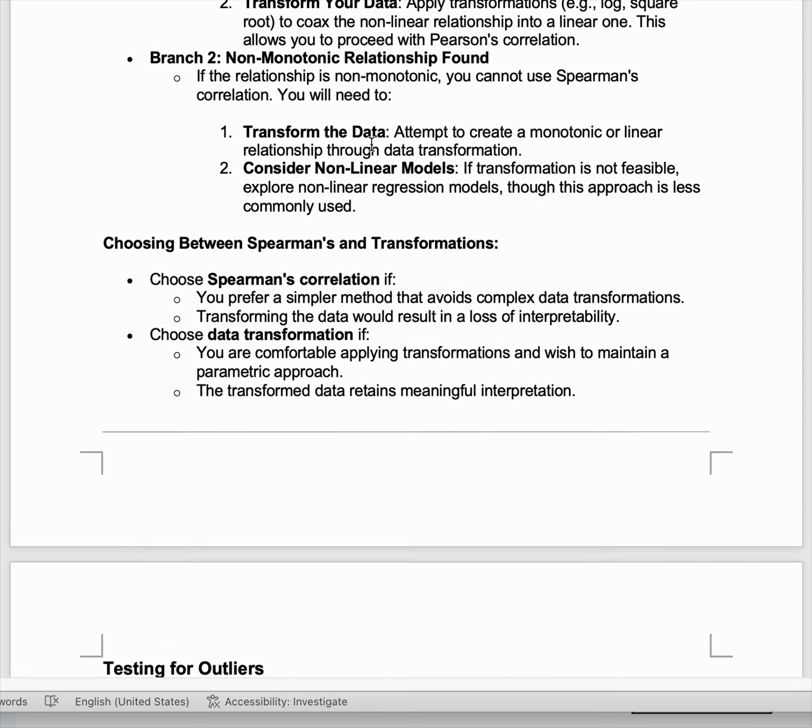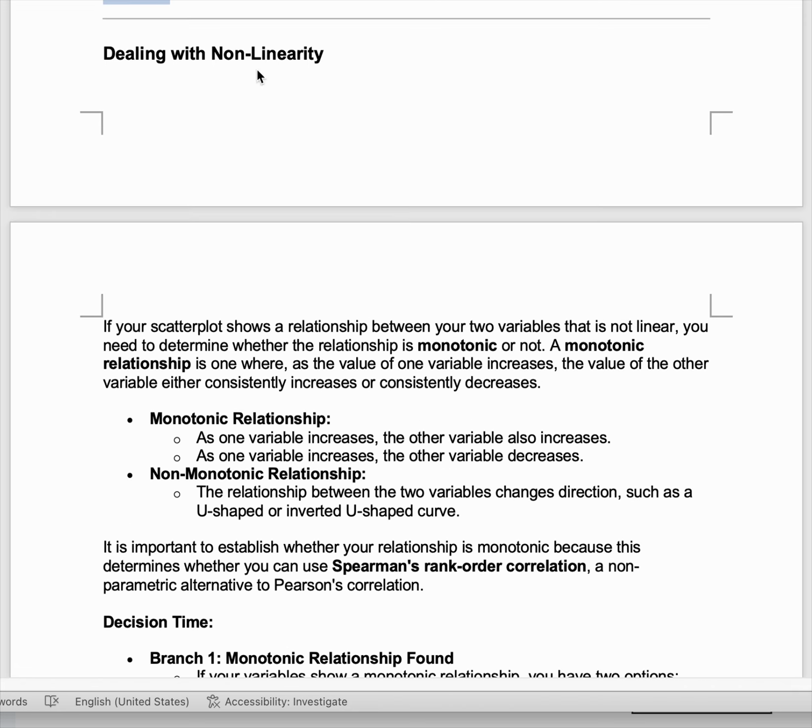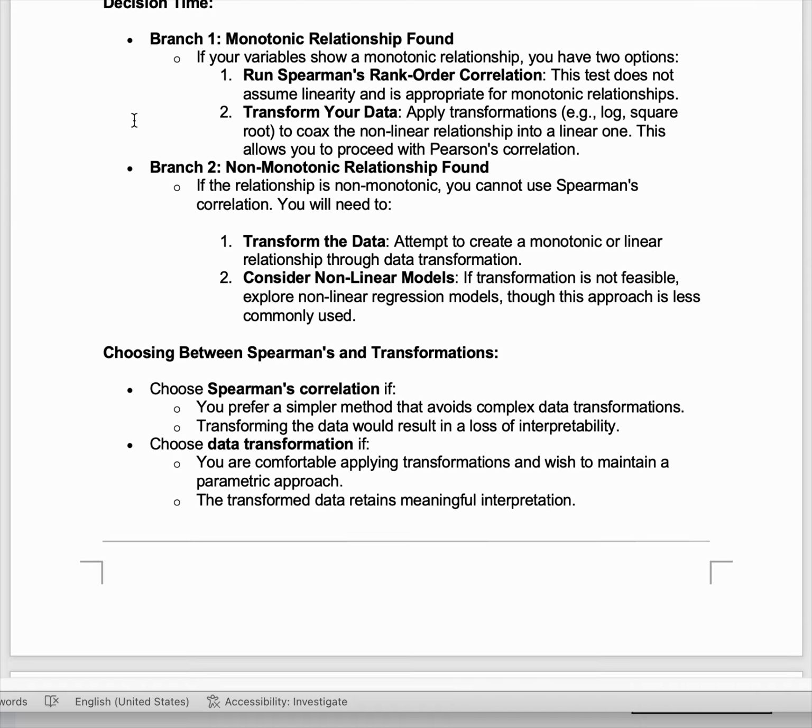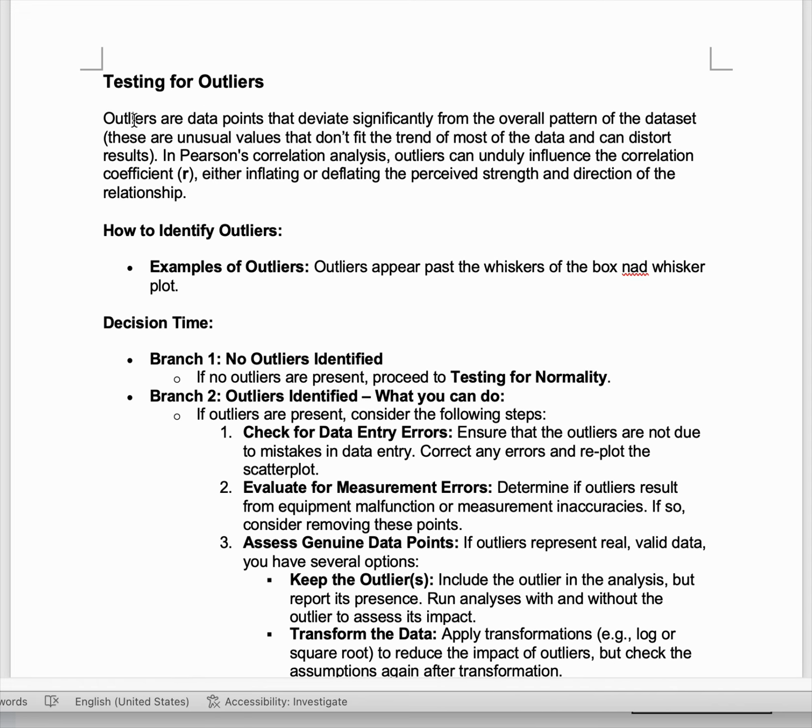This is kind of an advanced reasoning that I left in here, but for the most part, I would skip over this part of the packet and I would just go to Spearman's. Then we're going to test for outliers. So we're not going to go directly into Spearman or Pearson. We still have to test for outliers.